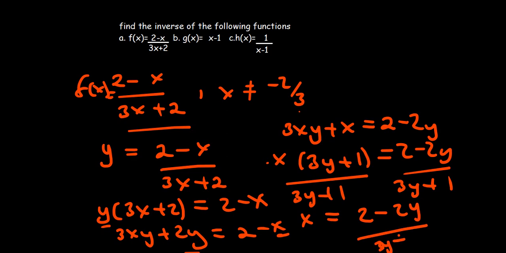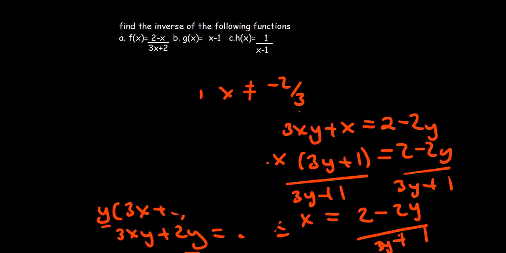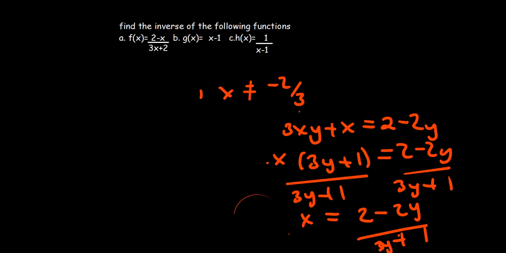When you reach this point, what you have to do is make a swap between your x and y. So wherever there is x, you put y, and wherever there's y, you put x. So that's what you're going to do. Where there's x there, we put y. Then where there's y, we put x.